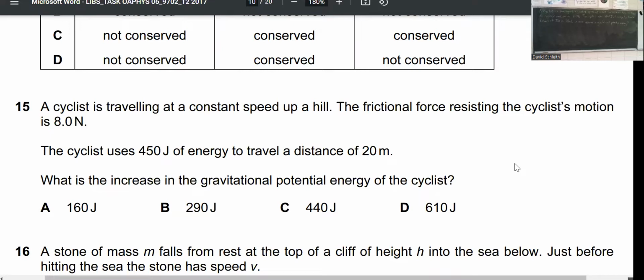In this question, we're considering a cyclist who is traveling at a constant speed up a hill. It tells us that the frictional force resisting the cyclist's motion is 8.0 newtons. The cyclist uses 450 joules of energy to travel a distance of 20 meters. What is the increase in the gravitational potential energy of the cyclist? And you can see some answer choices down there.